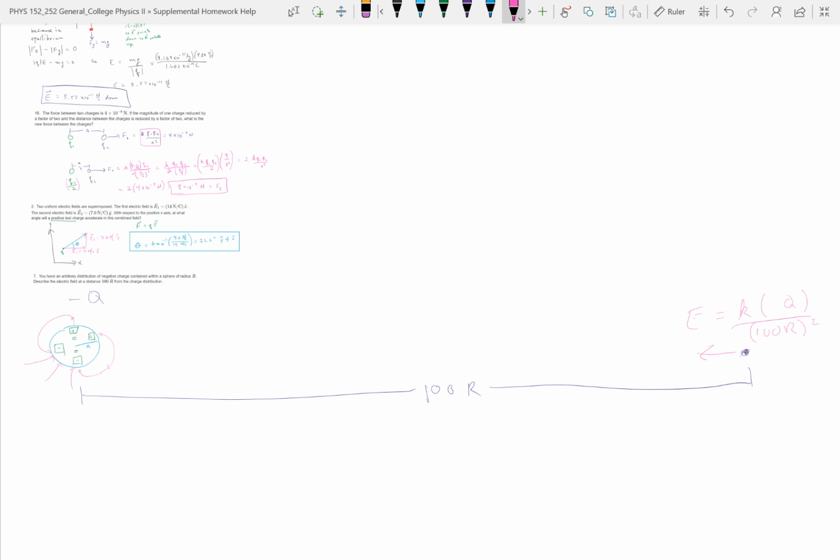So what determines, is there like a distance that would... The rule of thumb is if you're 100 R away. So they put it right at that rule of thumb.